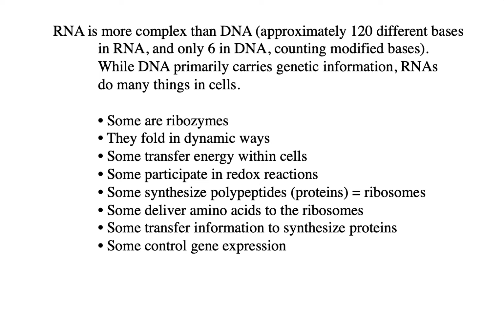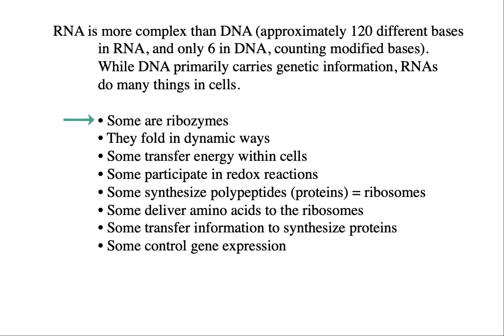So the 6 in DNA are A, G, C, and T, but adenosines sometimes are methylated, so that's a 5th one, and cytosines are sometimes methylated, so that's a 6th one. But over 120 bases in RNAs indicates that they can be much more versatile in their functions. And they are.